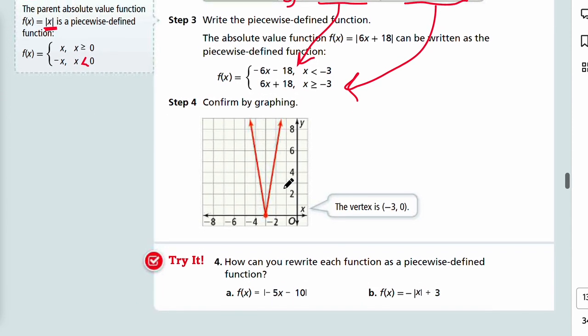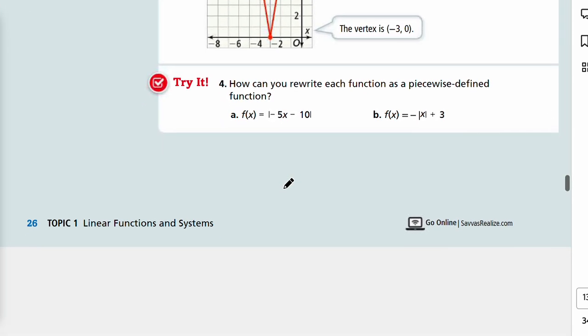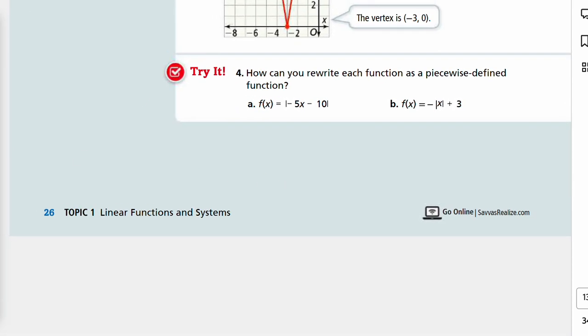So let's look at try number 4 and see if you can do this by yourself. How can you rewrite each function as a piecewise defined function? Now you have two absolute values, absolute value function. Please see if you can solve it by yourself and come back when you're ready for answers. Pause the video and see you later.